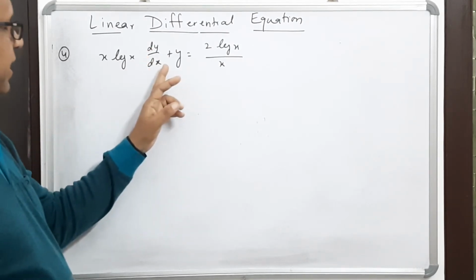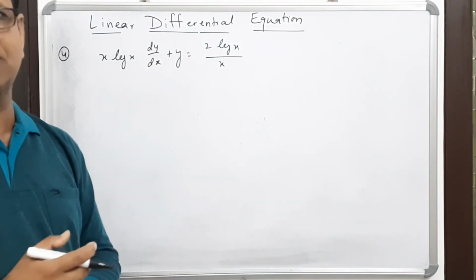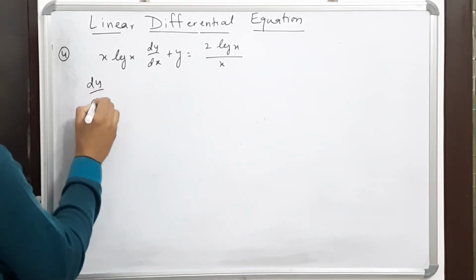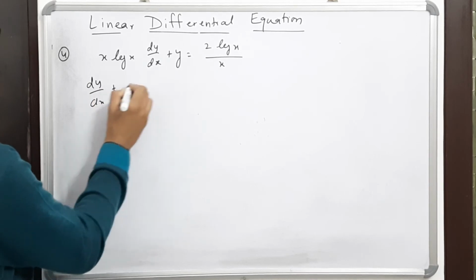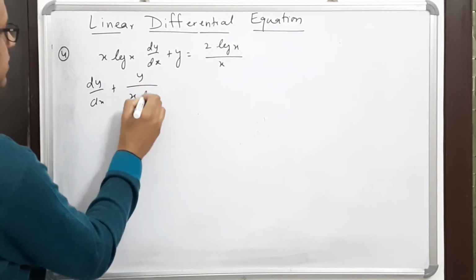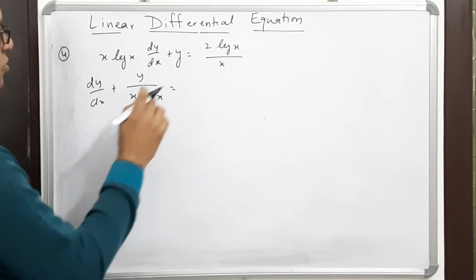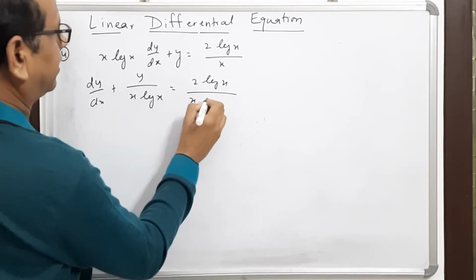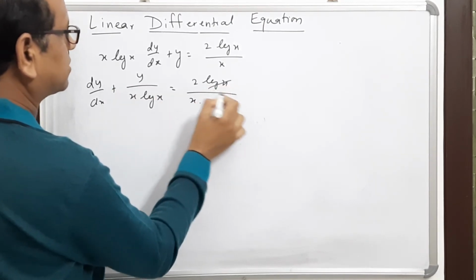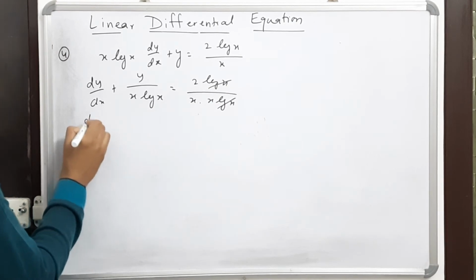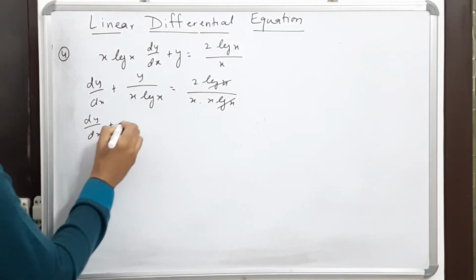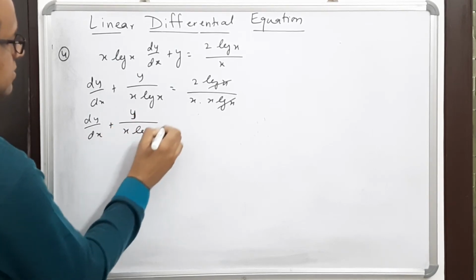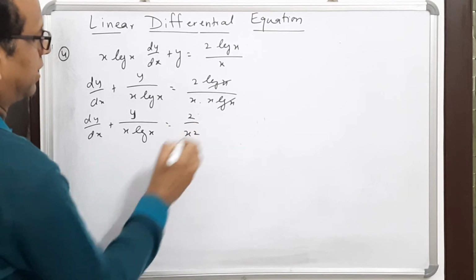x log x dy by dx plus y equals this. First of all, it is not given in the standard form. So first we convert this into the standard form. So divide by x log x: dy by dx plus y upon x log x equals 2 log x upon x, divided by x log x. So this log x and log x cancel. The next step is dy by dx plus y upon x log x equals 2 upon x square.